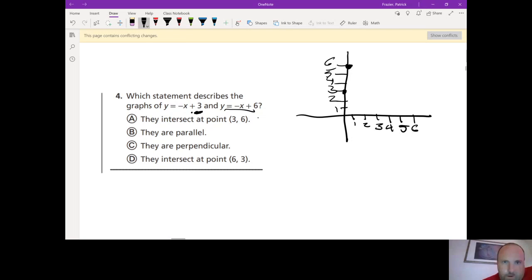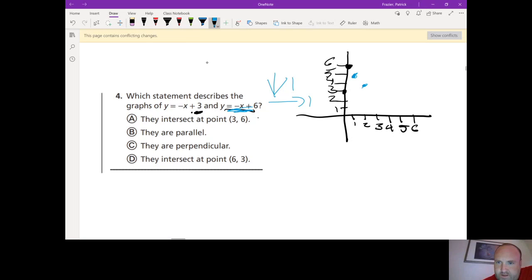Now, maybe I'll use blue for this one. Okay, so now negative x, that's just down 1 over 1. Down 1 over 1. So from negative 6 to negative 5 over 1, the points are 1 and 5. Down 1 to 4 and over 1. So that's 2 and 4.